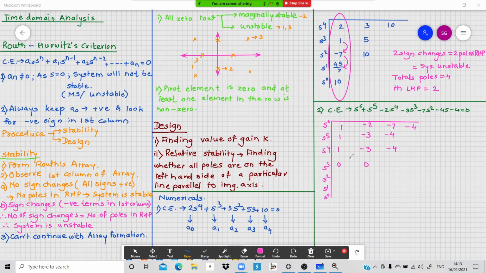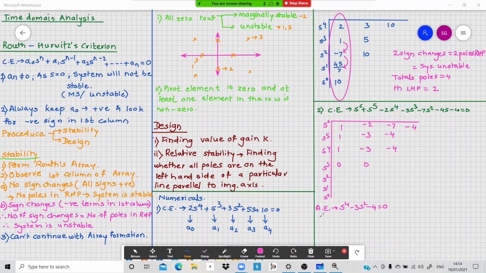How to check that? You have to go for the row one above it. Right? That gives you the auxiliary equation. So the auxiliary equation becomes this one. Look, the coefficient is s raised to 4 and we are writing all alternate terms. So s raised to 4 minus 3s square minus 4 is equal to 0. Okay.